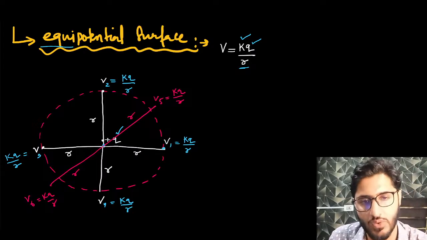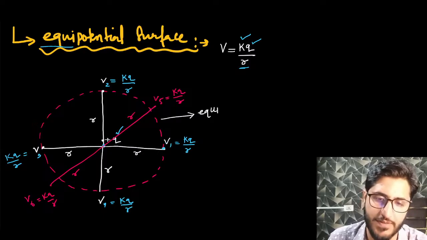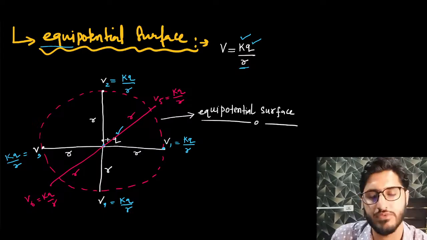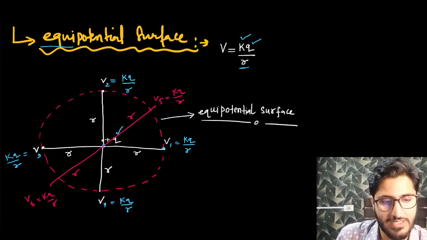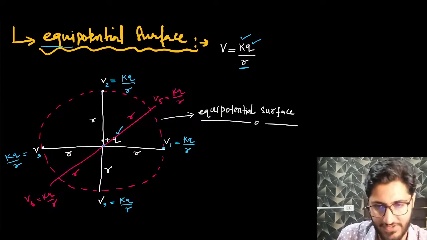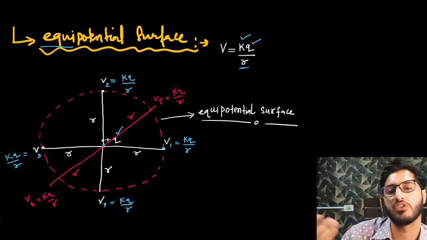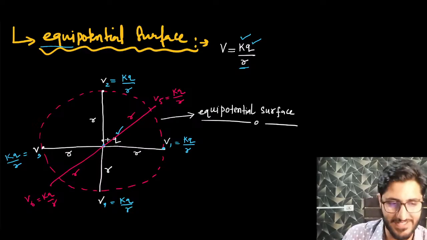So this particular surface, we can call an equipotential surface, because at every point on this surface the potential is the same. These types of surfaces are known as equipotential surfaces. You can see now the potential from V1 up to V5 or V6, all the values are the same, so we can call them equipotential surfaces.